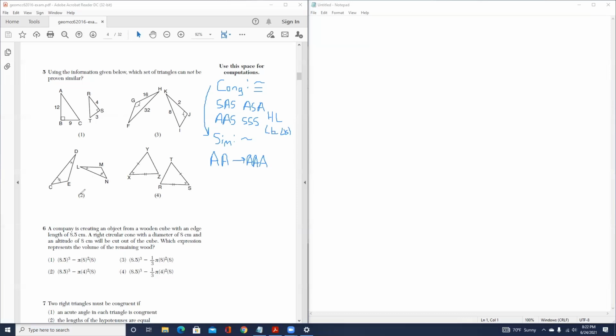For choice 2, it looks like we are given 2 angles that are congruent. This applies to the angle-angle similarity proof. So SAS, that's for 1. This is for 2. Actually, hold on, I should probably put that here.